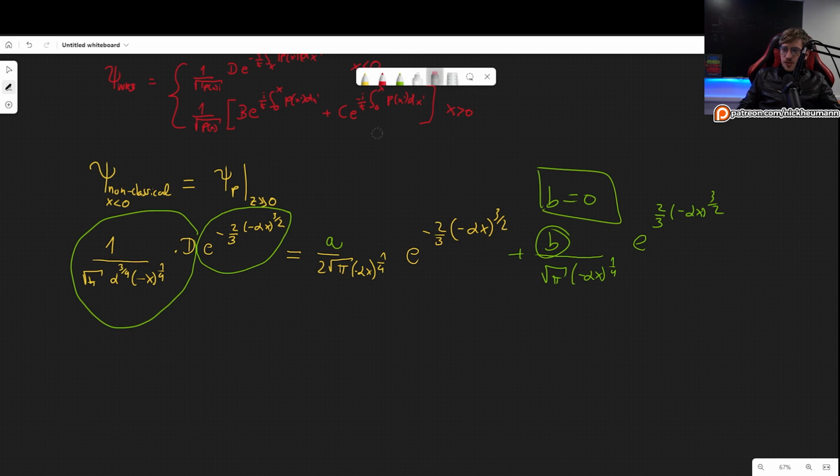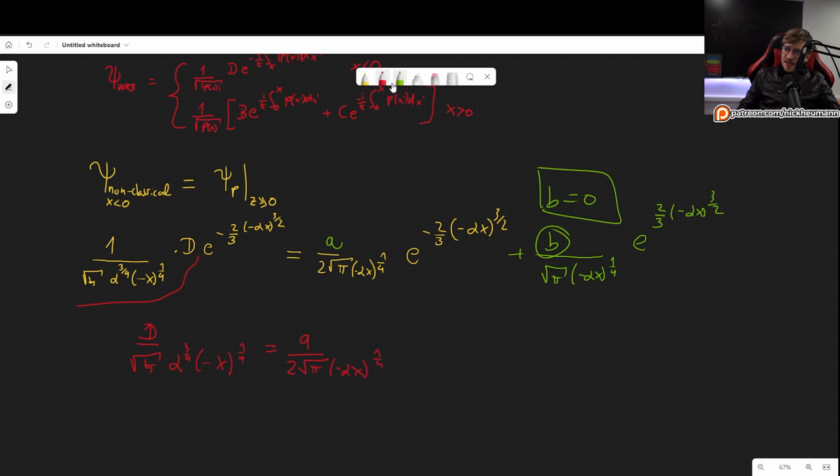So that is one condition. And the other condition, of course, comes from setting this part equal to this part. So that means 1 over h bar, alpha to the 3/4, minus x. I guess I could have put the alpha in there, times d. So let me put the d there. And a divided by 2 square root of pi minus alpha x to the 1/4. Now I can write this alpha to the 3/4 as alpha to the 1/4 times the square root of alpha. And by doing that, I can get rid of this and this with this.